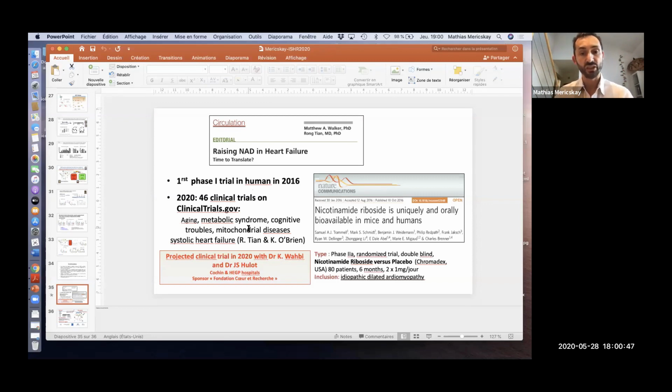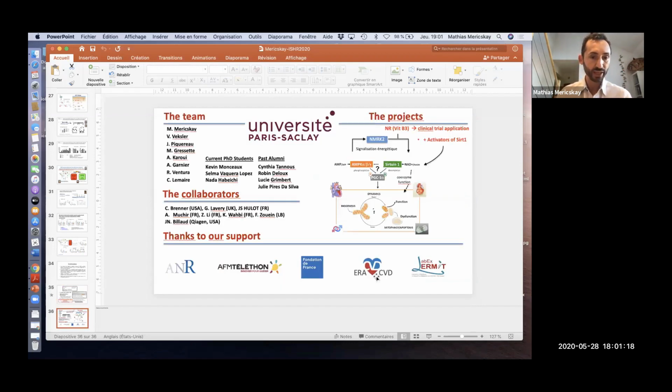various contexts: aging, metabolic syndrome, cognitive troubles, and very recently, Rong and Kevin Aubrey in Seattle have started a systolic heart failure clinical trial, trying to see if NR could be useful in that context. And I think we are all looking forward to the result of this clinical trial in the near future. On our side in France, we are trying to set up also a clinical trial, probably focusing more on idiopathic dilated cardiomyopathy patients. And I'll finish with that.